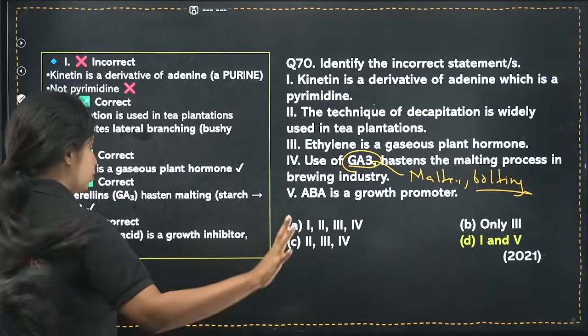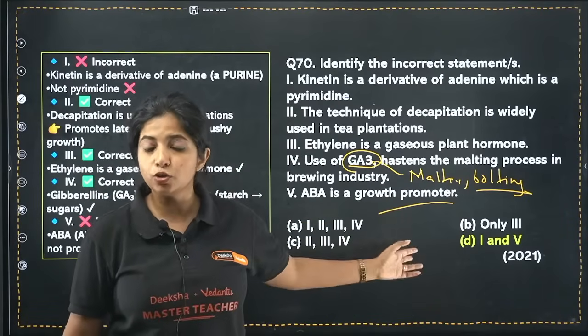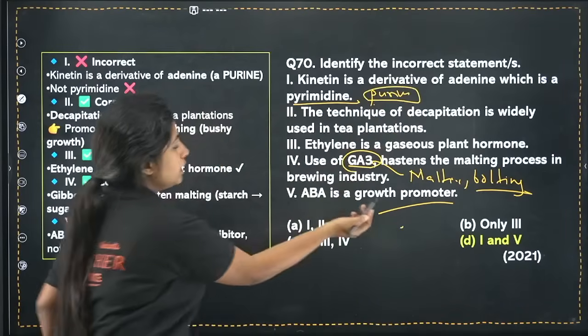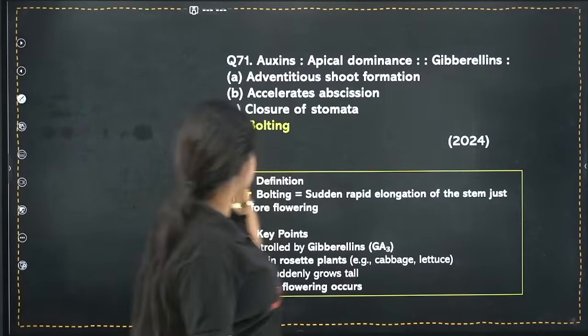Okay. Cool. So ABA is a growth promoter. Wrong. ABA is going to be a growth inhibitor. So this is wrong because it is a purine. Adenine is a purine, and over here this is a growth inhibitor. Going ahead, I told you auxin is for apical dominance. Gibberellin is for bolting.